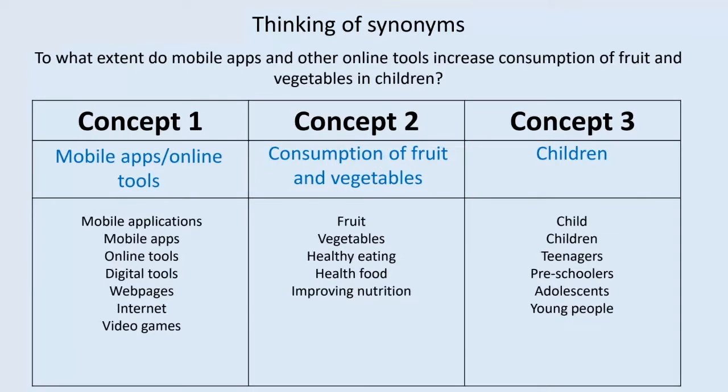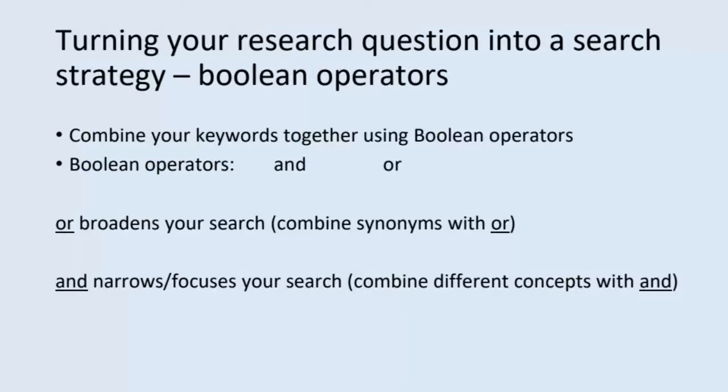Okay, so now what we've got is basically a list of keywords, which is fine, but we now need to think about how we are actually going to combine those in a database search. Because we can't just type them in, we need to combine them in some way. And we combine them together using Boolean operators. The main Boolean operators that we're going to talk about today are and, or, and this is how we combine our keywords together.